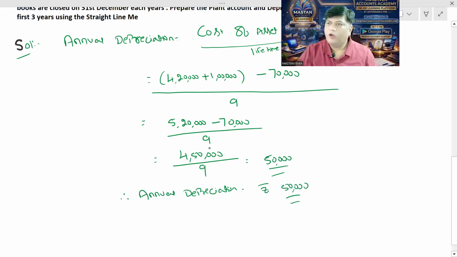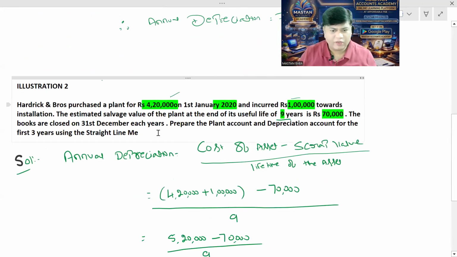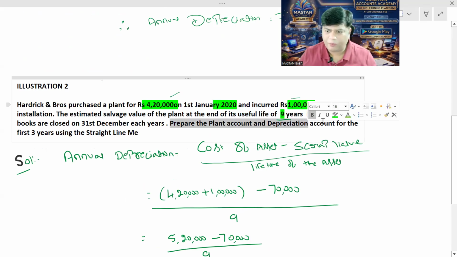Since there is no rate of depreciation in the question, we calculate the annual depreciation. Okay? After calculating annual depreciation, what did the question ask? Is it asking to write the entries also or not? Just go through it. It asked only to prepare the plant account and the depreciation account. So we'll do the plant account and the depreciation account, dear students.